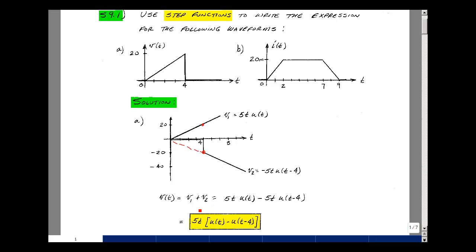Okay, let's add the two voltages. So I have 5t times u of t, and then a minus 5, and then a delayed step function by 4 seconds. So I have u of t minus 4. Pull out the 5t, and I've got u of t minus 4.